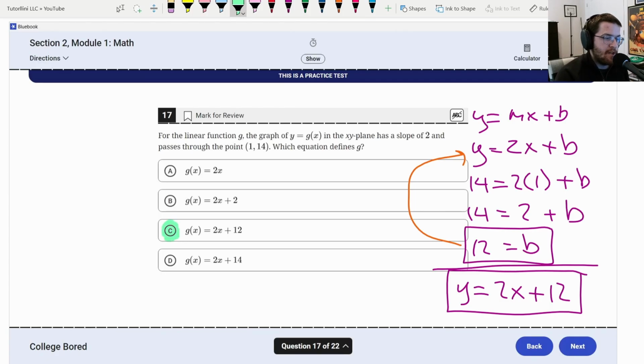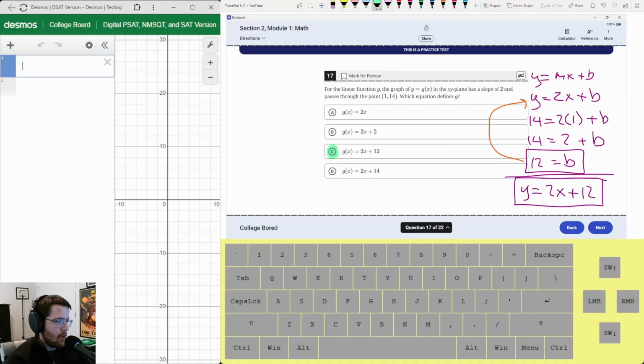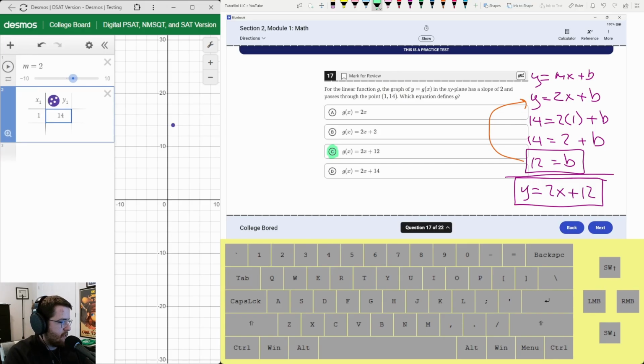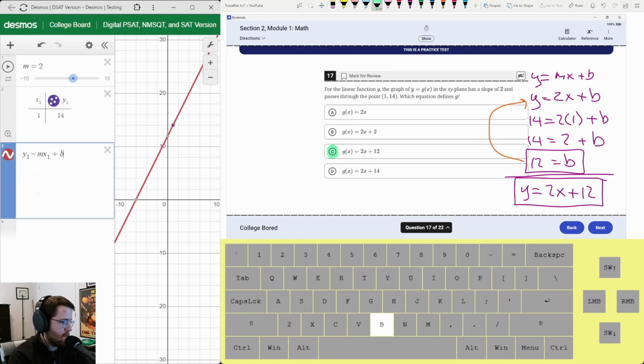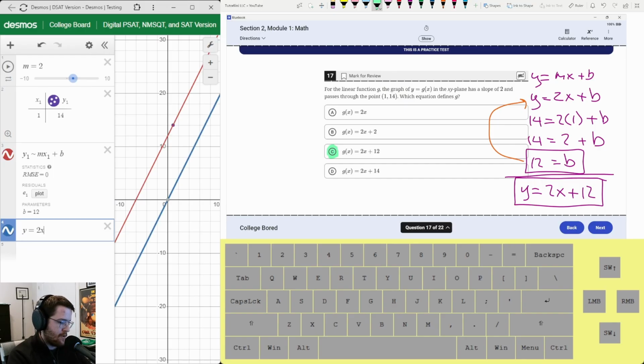We can also do this one entirely on Desmos. Let's check it out. Okay, first thing I'm going to do is type in the slope, m equals 2. Next, I'm going to make a table to put the point in, which is (1, 14). And finally, I'll regress slope-intercept form: y1 tilde mx1 plus b. And you see in the parameters, it tells me b equals 12. So that means y must equal 2x plus 12. Let me just check to make sure I got that right before I lock in my answer. It does look good, and it goes through the point. We got the same thing. Looks good.